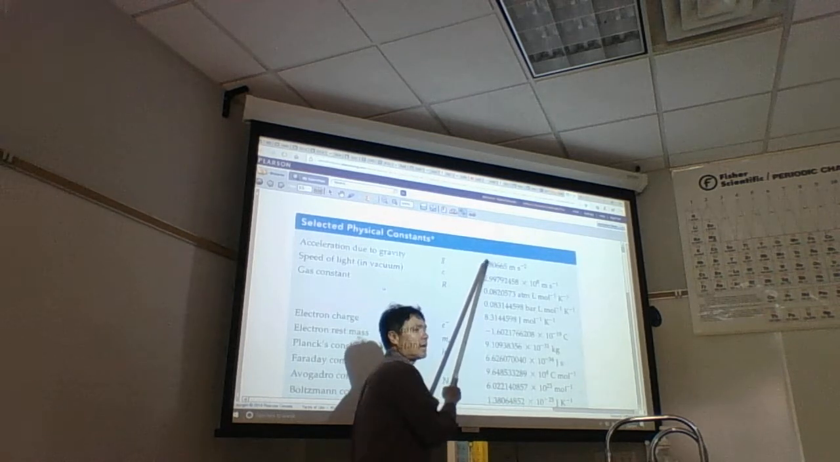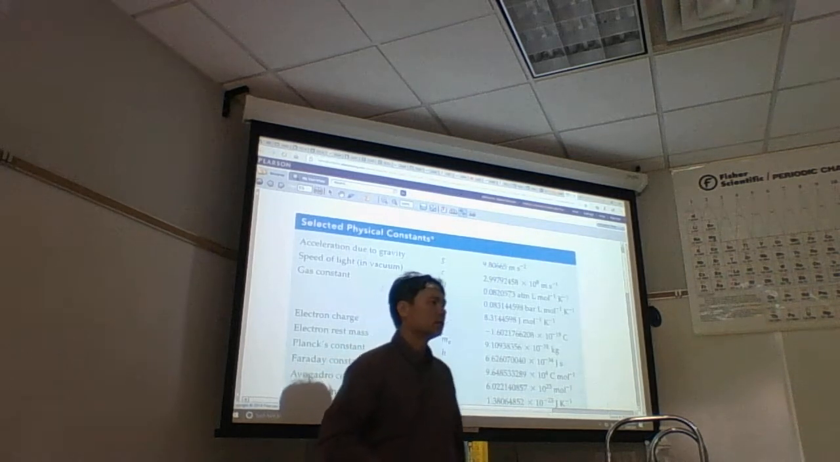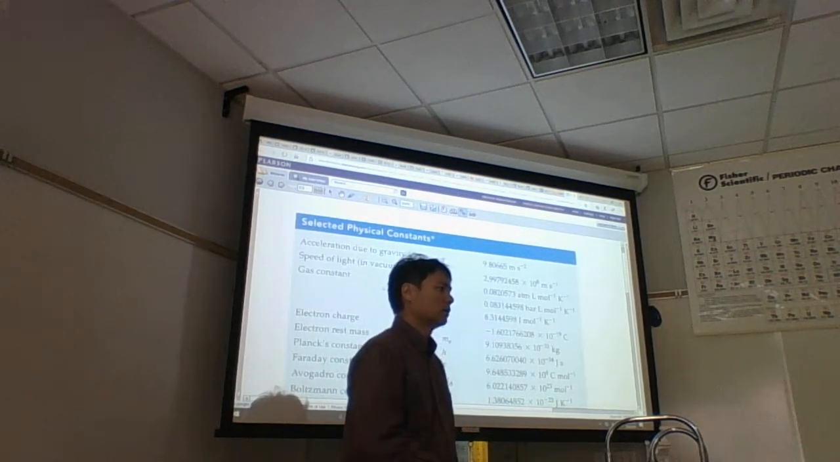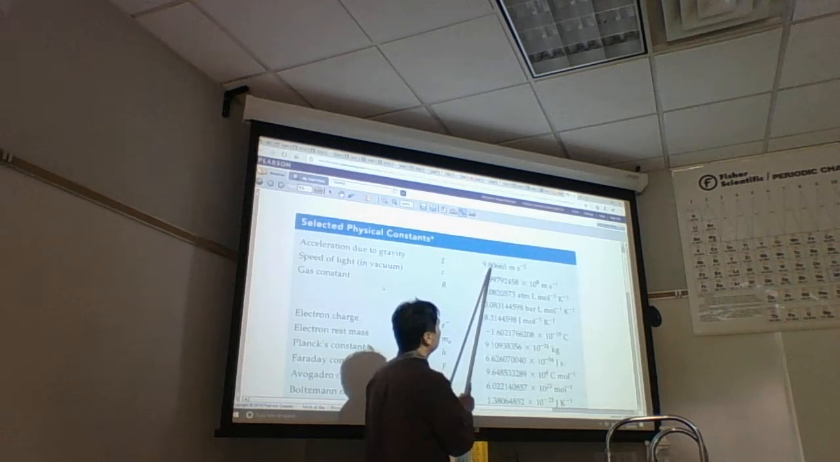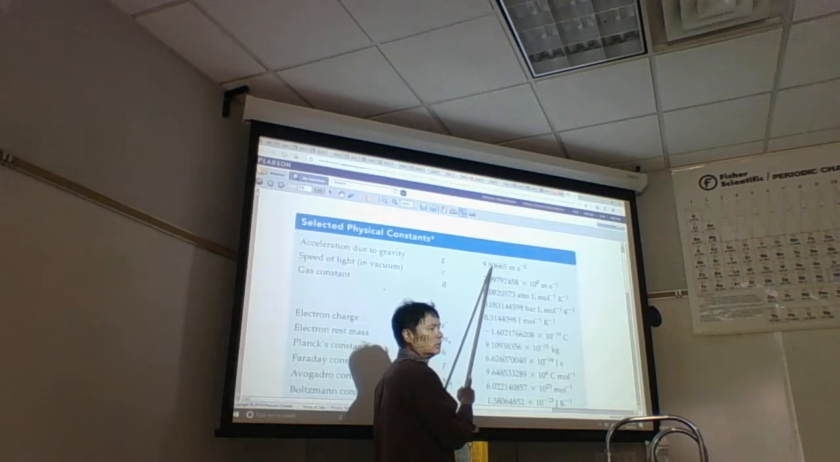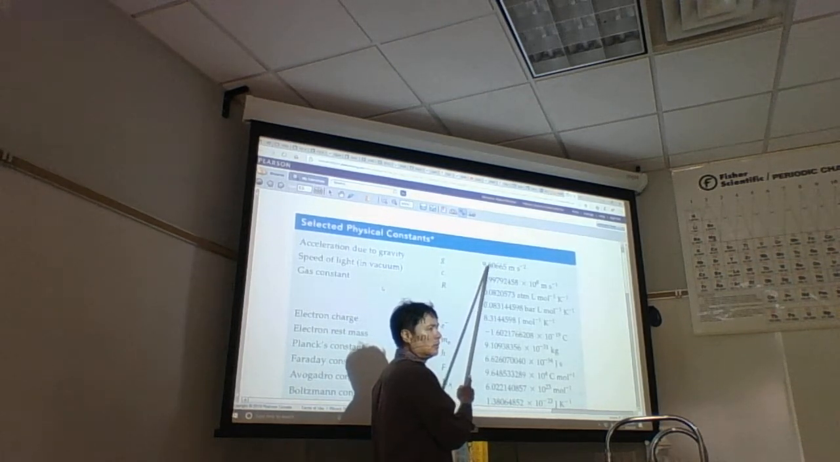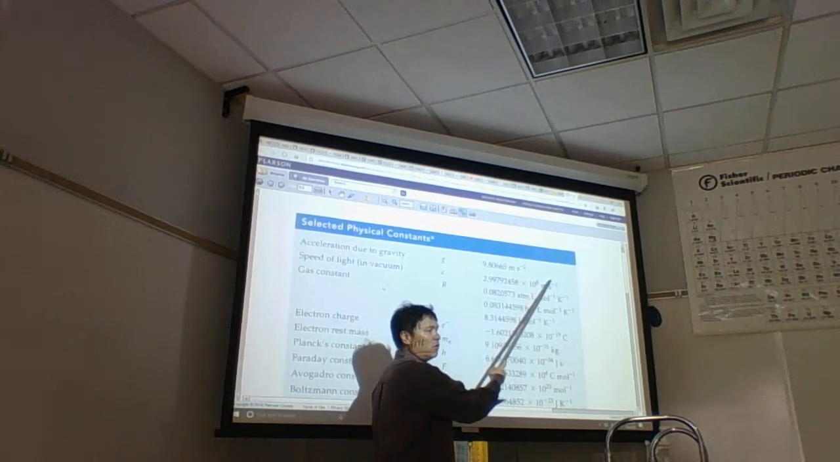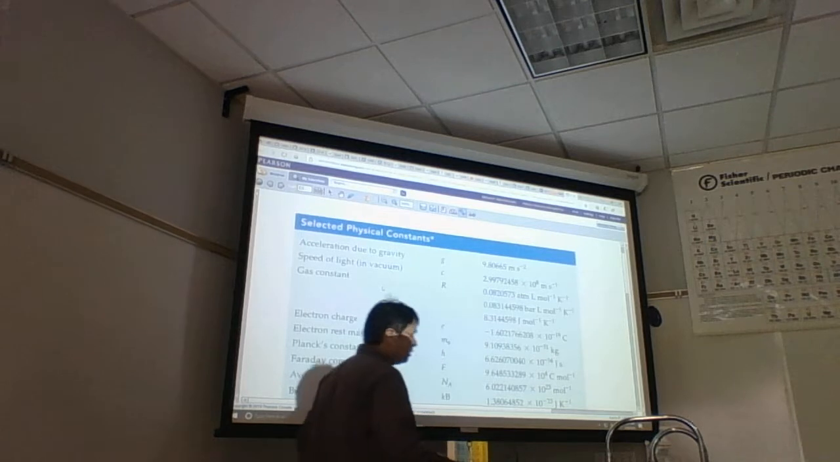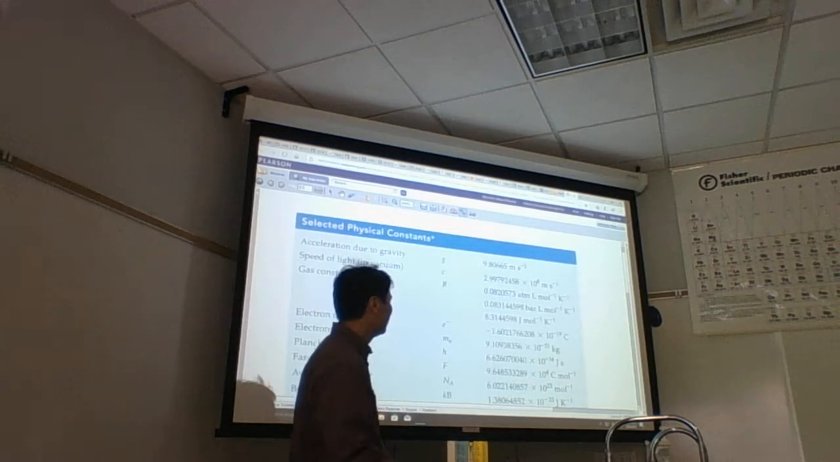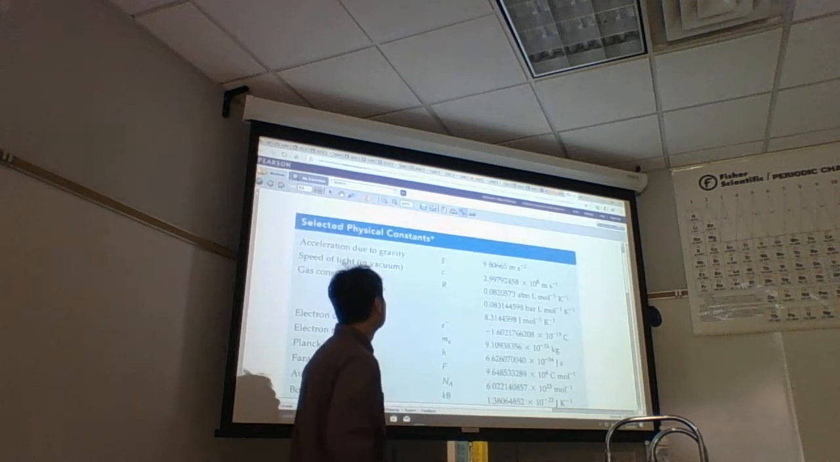Do you think this is an exact number or an approximate number? Approximate. It's an approximate number because this is only known to how many sig figs here? 6, but it could go on. It's not by definition. Things that are defined are going to be exact numbers.